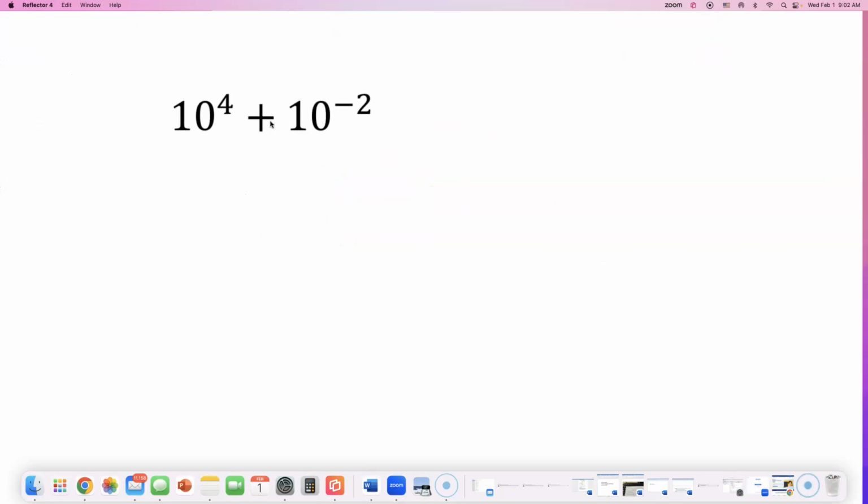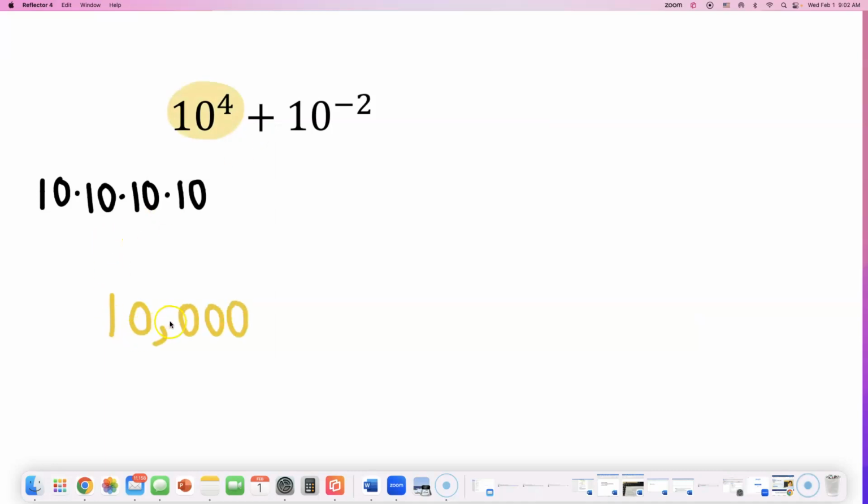Okay, let us do this one. We have 10 to the 4th power. What's that going to be? That's 10 times 10 times 10 times 10, right? So that is going to be, let's see, 10,000. Notice I have how many zeros? 1, 2, 3, 4 zeros, right? Because the exponent is 4th, okay? So that's what it is. And I'm adding this to what?